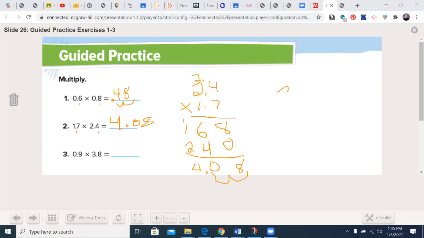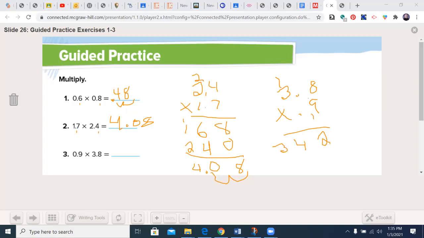There's 3.8 times 0.9. 9 times 8 is 72. Carry the 7. 9 times 3 is 27, plus 7 is 34.